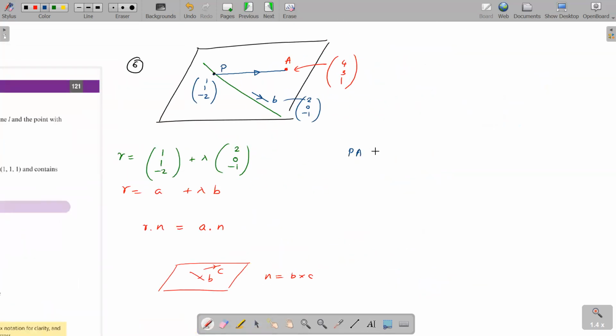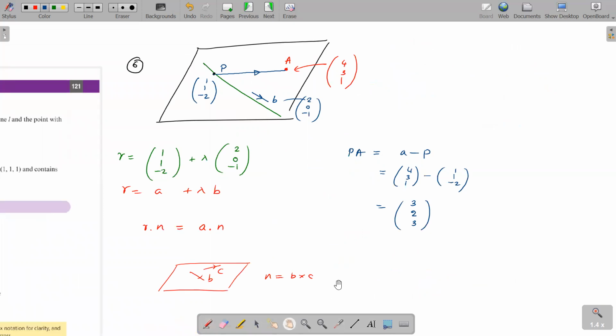How do we find PA? PA is A minus P, which is (4, 3, 1) minus P, which is (1, 1, minus 2). What do we get? 4 minus 1 is 3, 3 minus 1 is 2, 1 minus minus 2 is 3. So this is the PA vector. So this is the second direction vector on the plane.